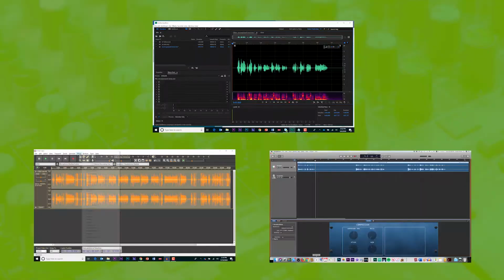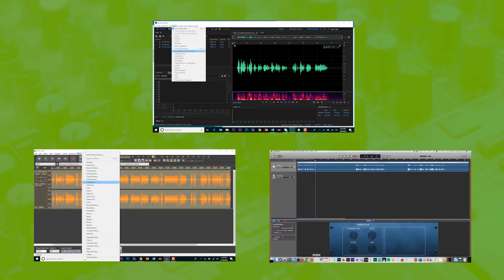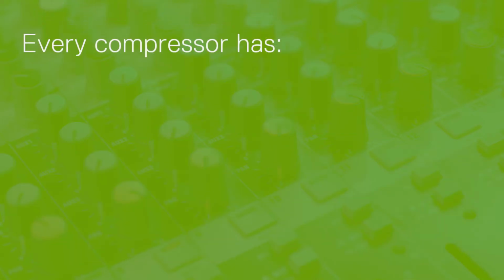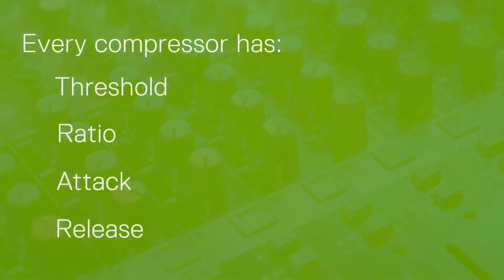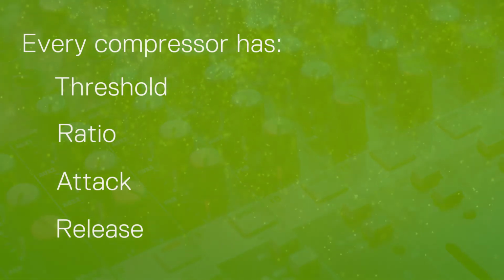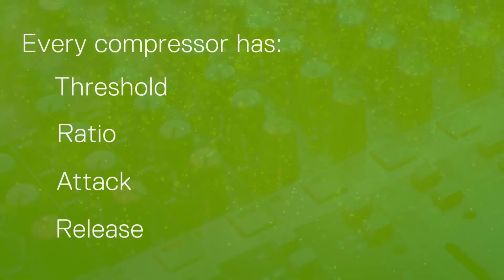So I'm showing these various tools, and the point is that regardless of the tool, every compressor has threshold, ratio, attack, and most of them also have release. Once you know how to configure these 4 things, you can make beautiful compression. It is not too hard for you at all, so let's go into each of these specific items.